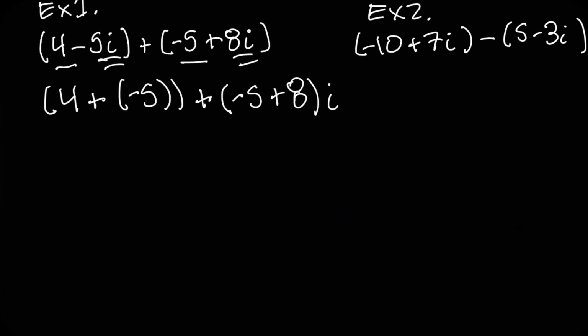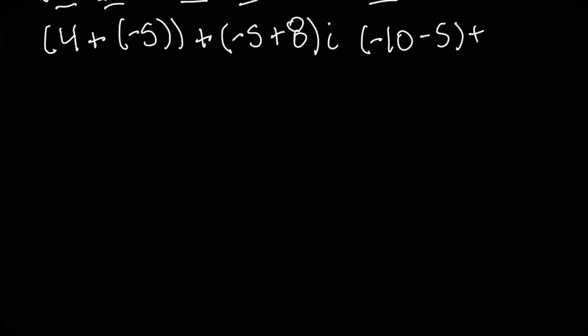So this will give us our negative 10 and our 5. Simplifying, we will have a negative 10 minus 5. And then we'll have plus 7 and then minus 3. And then i. This will give us negative 15 and then plus 10i.